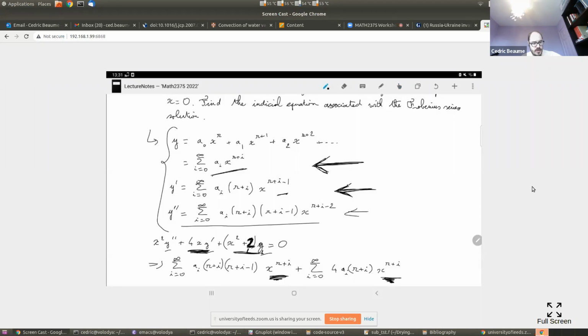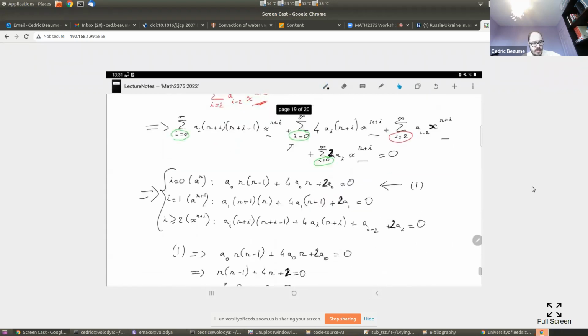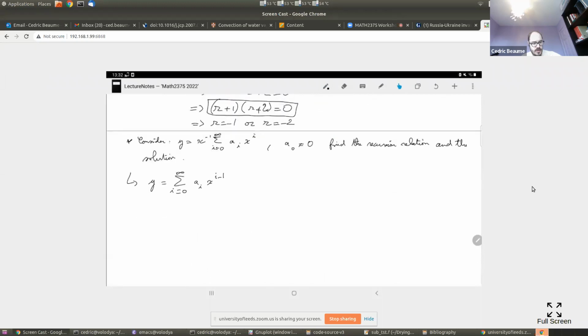I don't have any colors left to express myself, so I'll put an arrow on the other side. What we had was just a sum of a_i x^(r+i). So if we compare it with what we're given in the question, what we can identify immediately is that we're considering r equals -1.